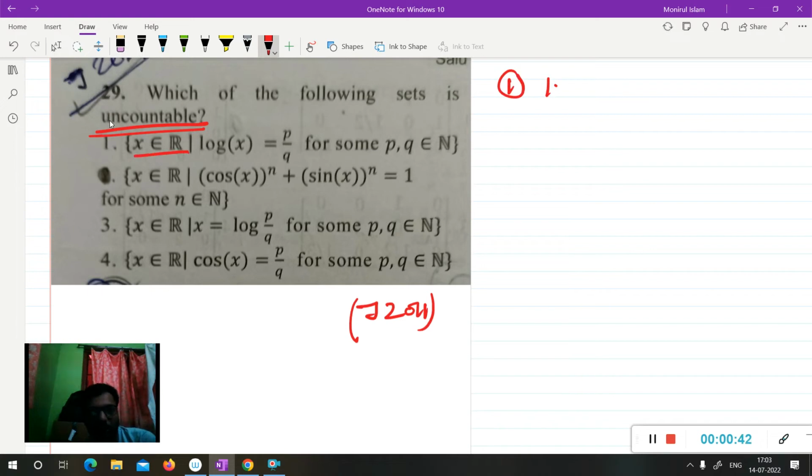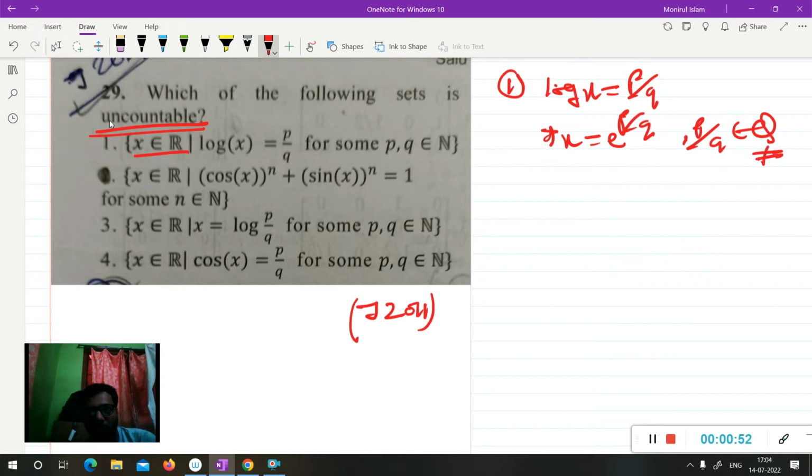Option 1 contains those real numbers x such that log x equals p by q. From here you can write x equals e power p by q, and p by q comes from the set of rational numbers. We all know the set of rational numbers is countable, right? So you can count each number x in terms of p by q, so you can say this set is countable.